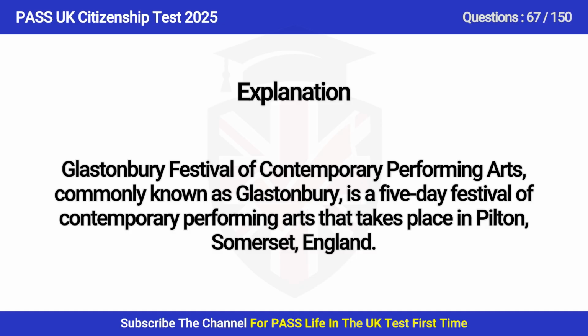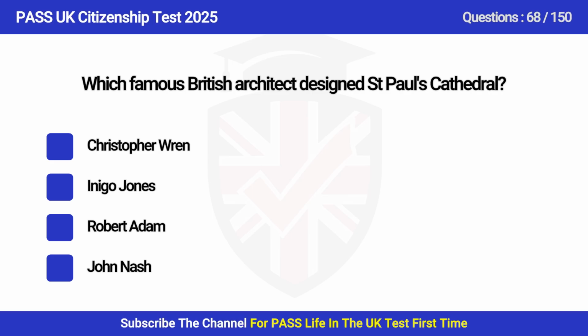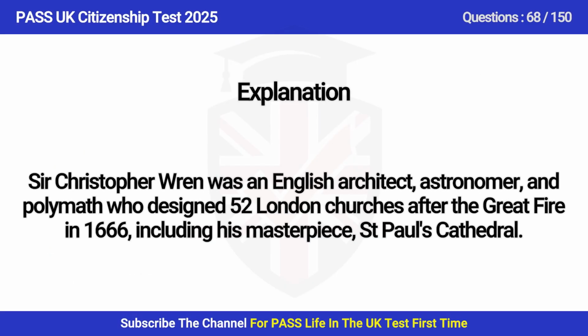Question 68. Which famous British architect designed St Paul's Cathedral? A. Christopher Wren, B. Inigo Jones, C. Robert Adam, D. John Nash. Answer is A. Christopher Wren. Sir Christopher Wren was an English architect, astronomer and polymath who designed 52 London churches after the Great Fire in 1666, including his masterpiece, St Paul's Cathedral.